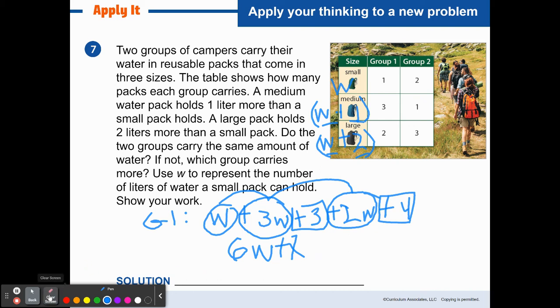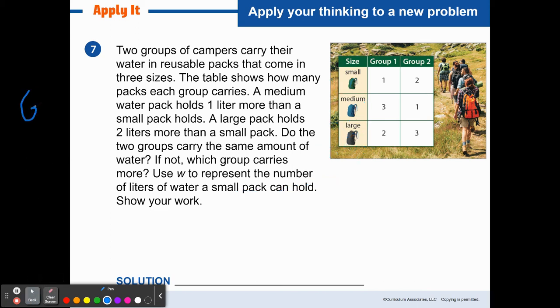I'm going to clear this out so I have room to write. So group one has, write it over here. Group one has 6W plus 7. So group one was 6W plus 7. So we're going to see if group two winds up being the same.